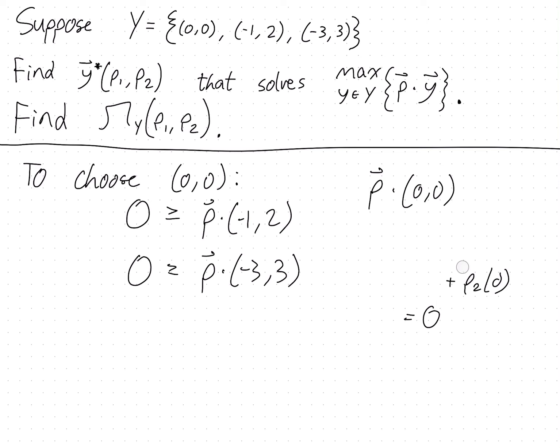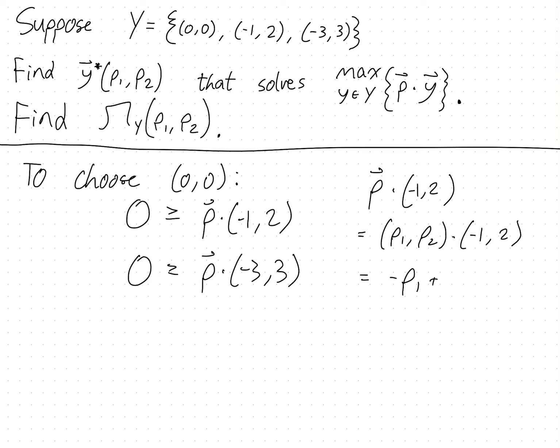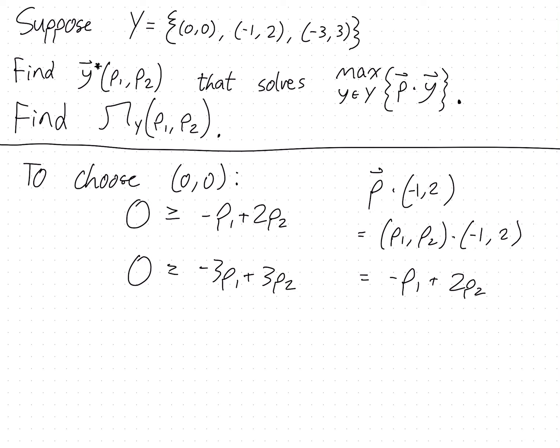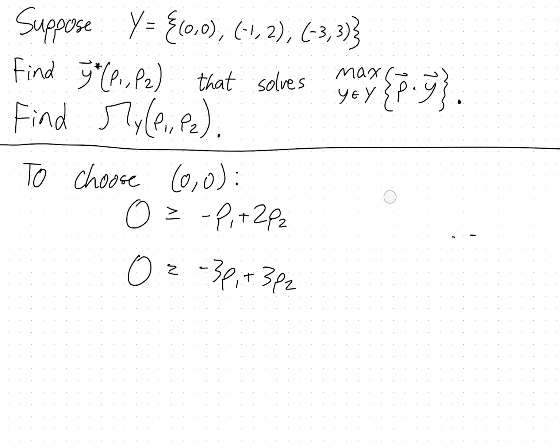Similarly, p dot (-1, 2) is equal to (p1, p2) dot (-1, 2), which is negative p1 plus 2p2. So we replace this part. And similarly here, we get negative 3p1 plus 3p2. This is what must be true for us to choose (0, 0).